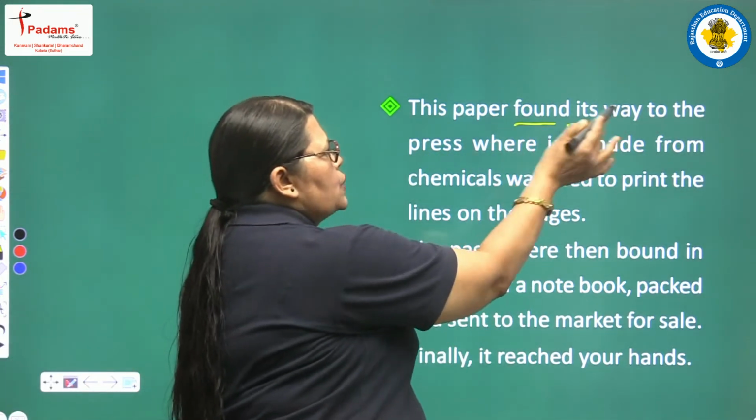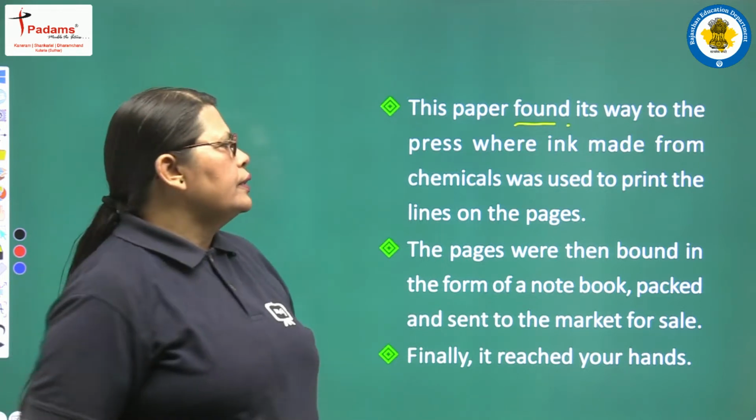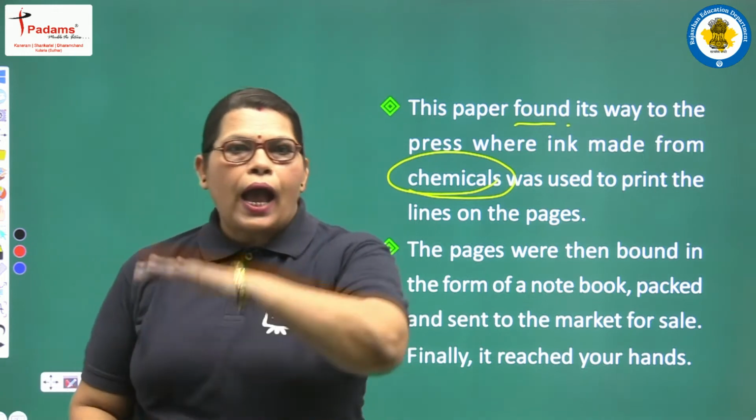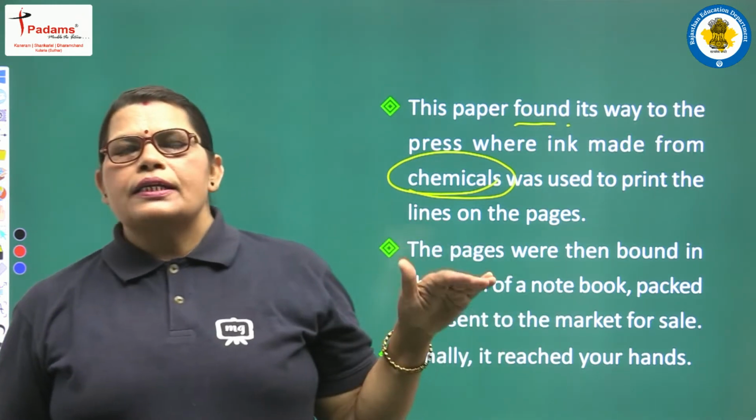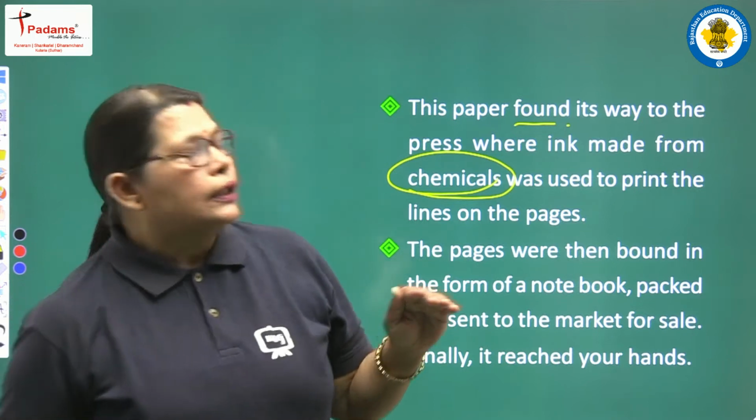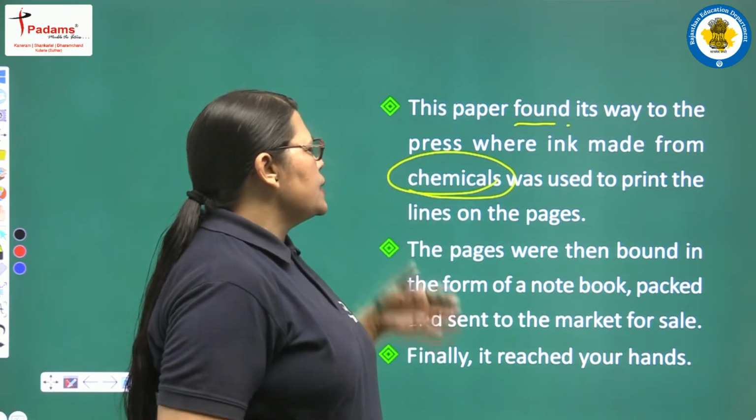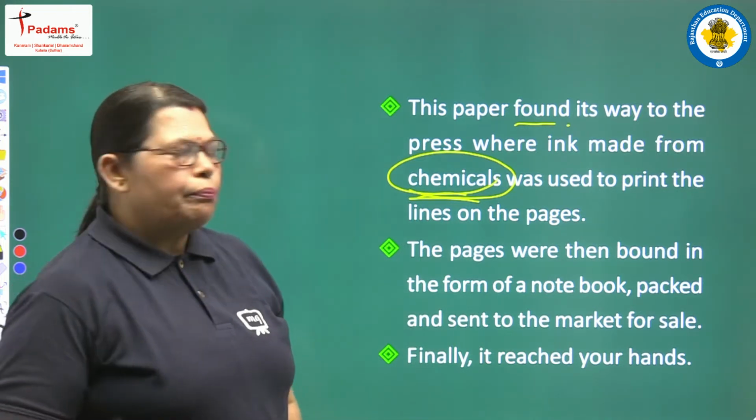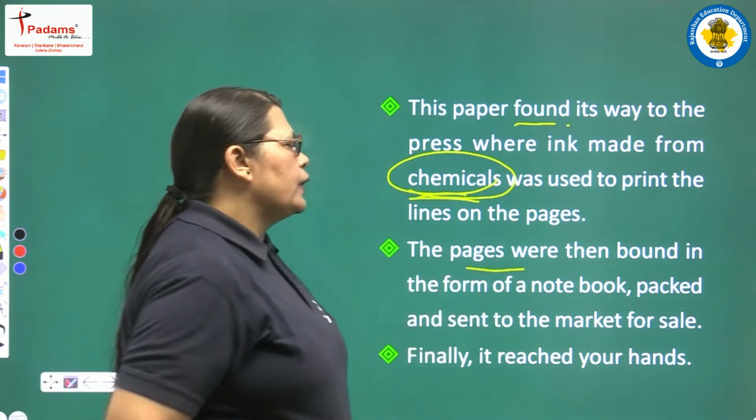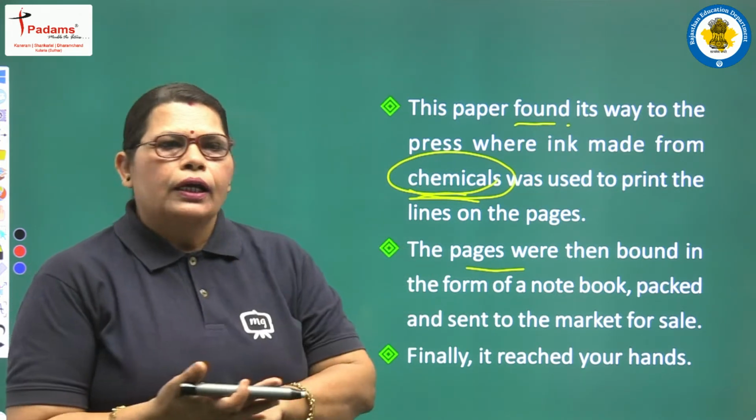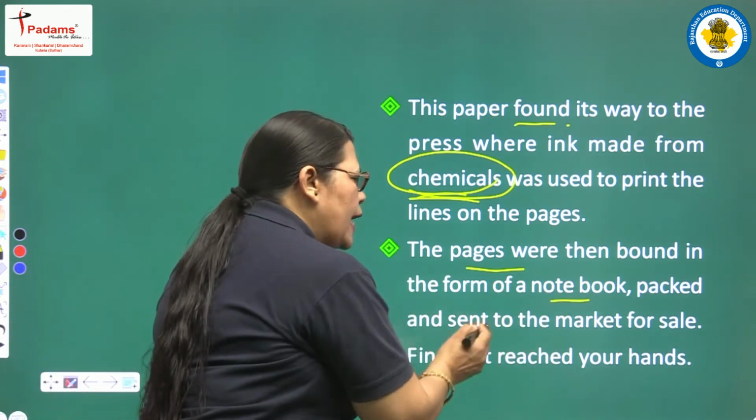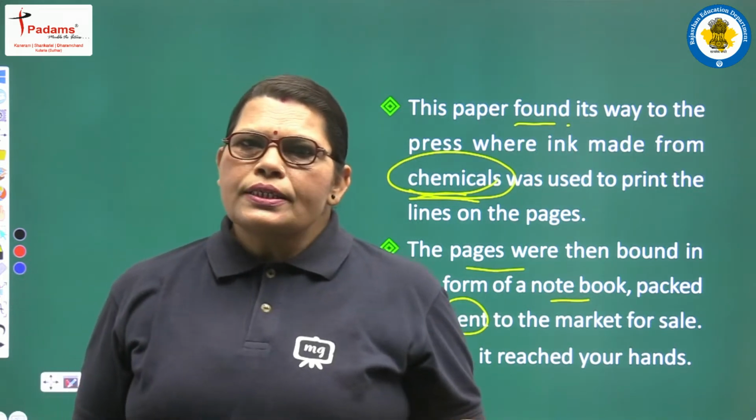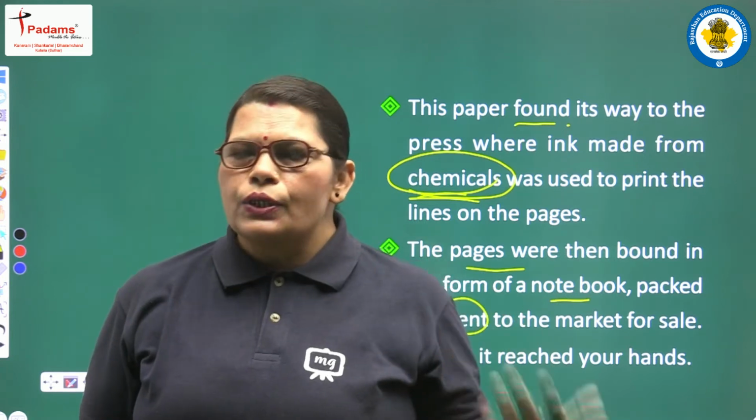This paper found its way to the press, where ink made from chemicals was used to print the lines on the pages. You have different lines, colors also. All these things happen in the industries, and with the use of chemicals all these things will be printed. See, the pages were then bound in the form of a notebook, packed and sent to the market for sale. Is it an easy process, students? No, not at all. It is not an easy process.